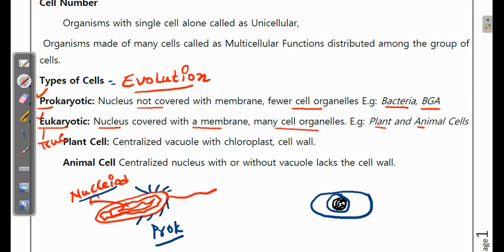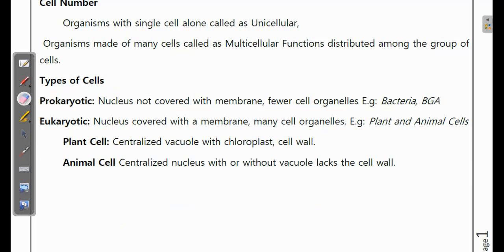And we have a lot of differences between these two cells, the plant cell and the animal cell. The plant cell, by looking at it, you can immediately identify with its central vacuole, the chloroplast, which is greenish in color, and a thick cell wall. The animal cell has a centralized nucleus, with or without a vacuole, and it lacks a cell wall as well.